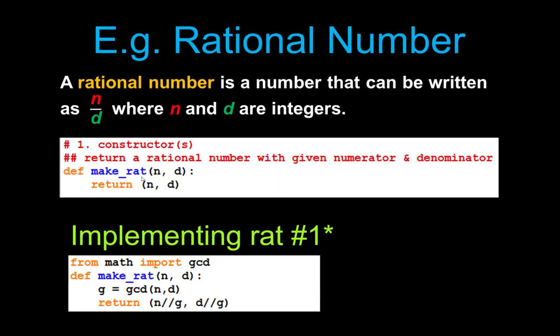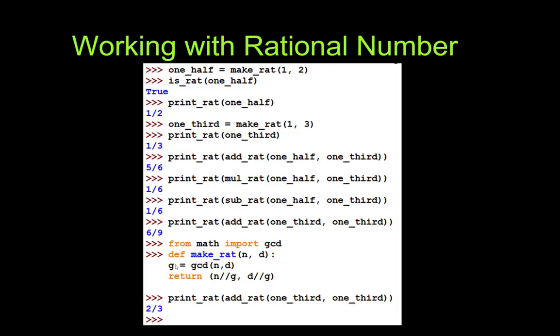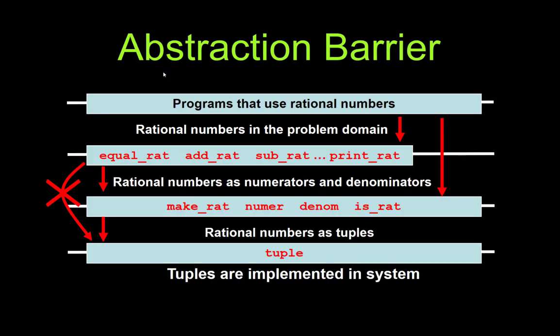The original make rational number simply takes the number input as the tuple as output. But in the new version, we need to first calculate the GCD of n and d to get g, and both n and d must be divided by g before making the tuple as the rational number. Now you redo the exercise with this new make rational number. When you print add the rational number 1/3 with 1/3, you indeed would get 2/3 instead of 6 over 9.